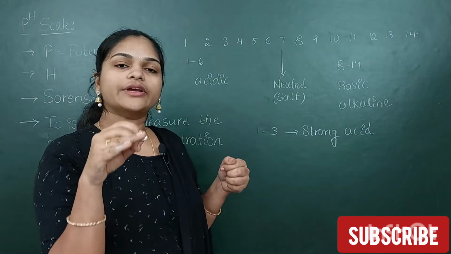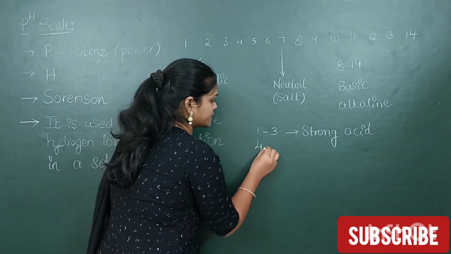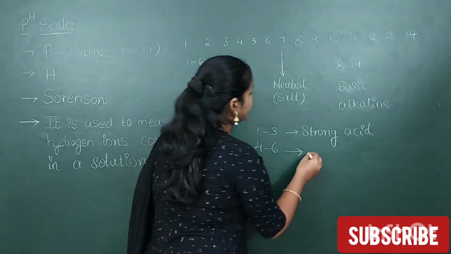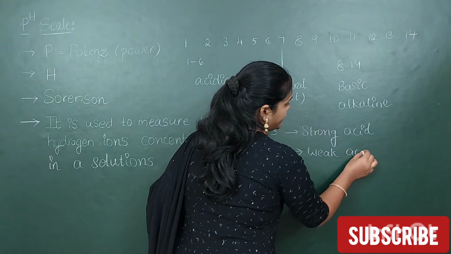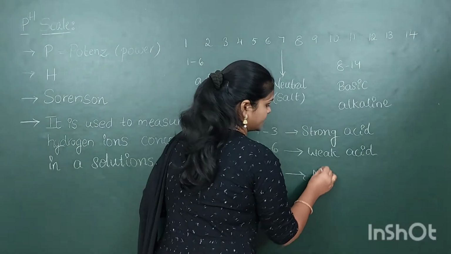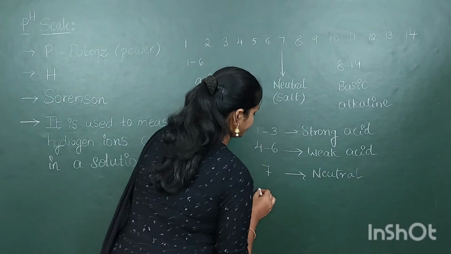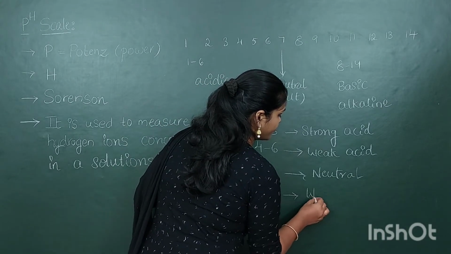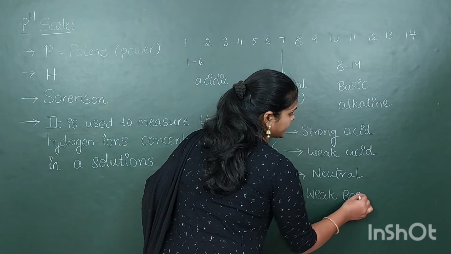Or if you get the pH value of a solution from 4 to 6, it is a weak acid. If you get 7, it is neutral. Already you know. And if you get a value from 8 to 10, it is a weak base, or else weak alkaline.